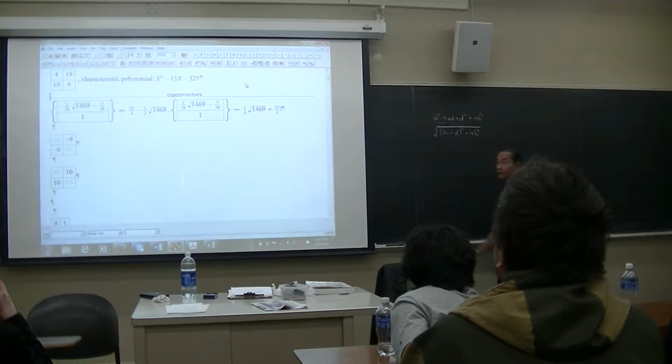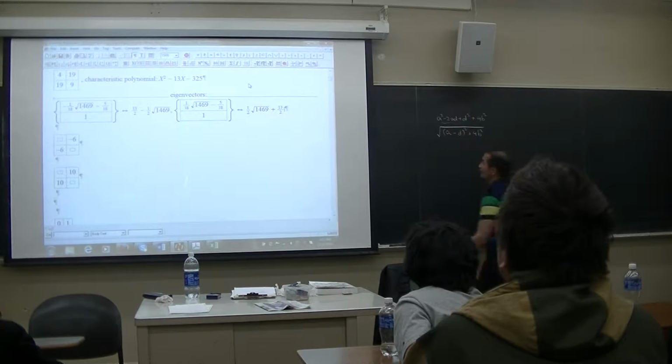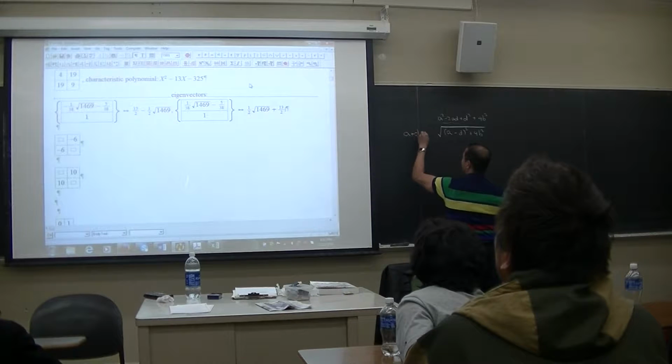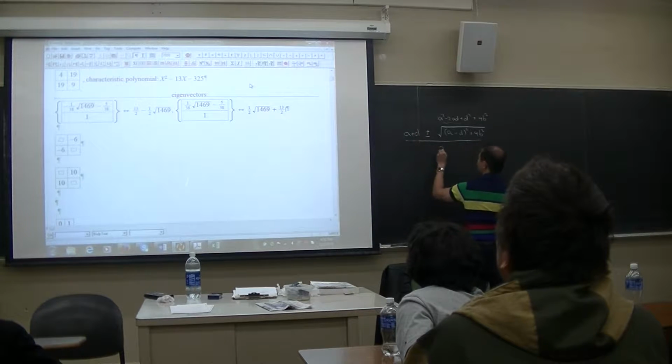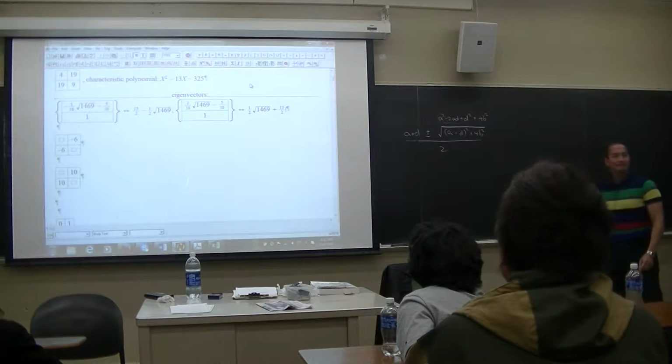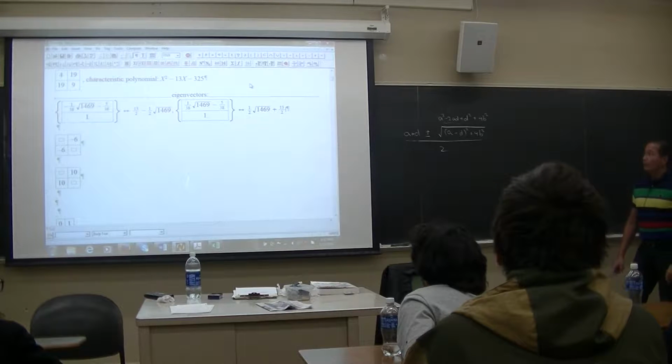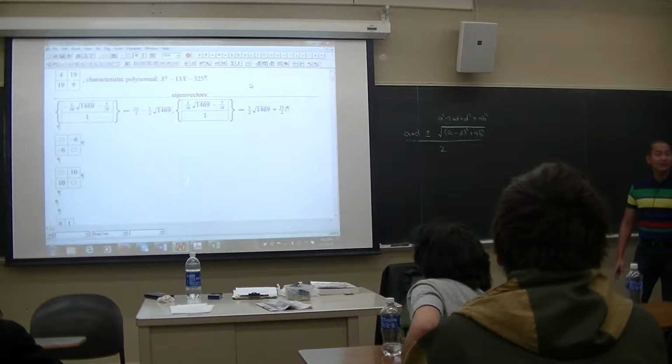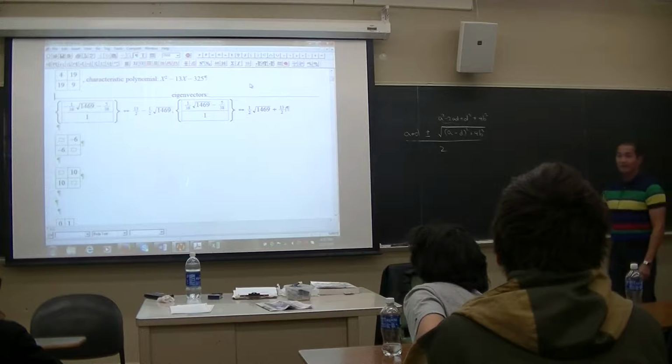That goes inside the square root. Okay? And you're going to get a plus b plus minus that all over 2a. Okay. Will you ever get an imaginary number? No, it's always positive or 0.